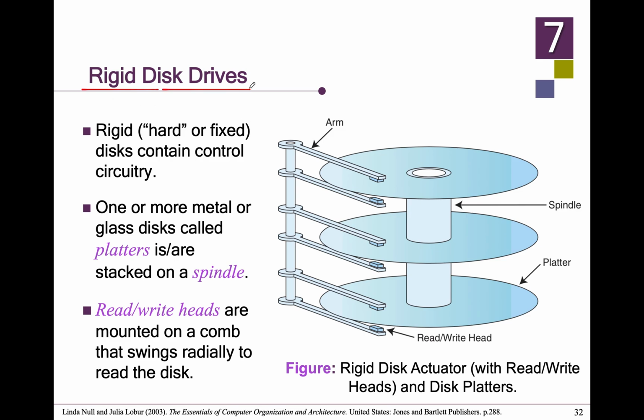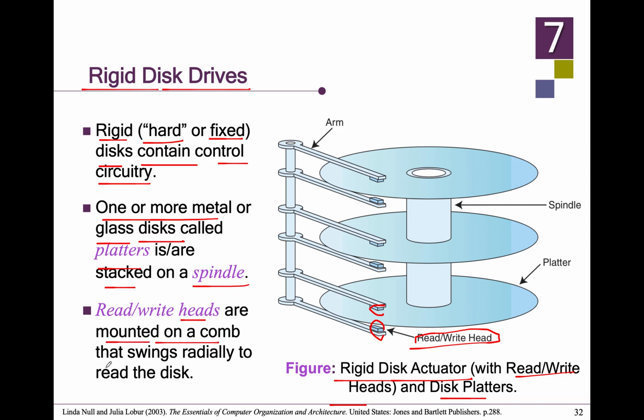Rigid disk drives, also called hard or fixed. These contain control circuitry. One or more metal or glass discs called platters are stacked on a spindle. So this is how it looks. You can see the rigid disk actuator with the read or write head and this platter, and then you have the spindle, you have the arm and the read or write head. This one is going to read and write your data. Read or write heads are mounted on a comb that swings radially to read the disk.